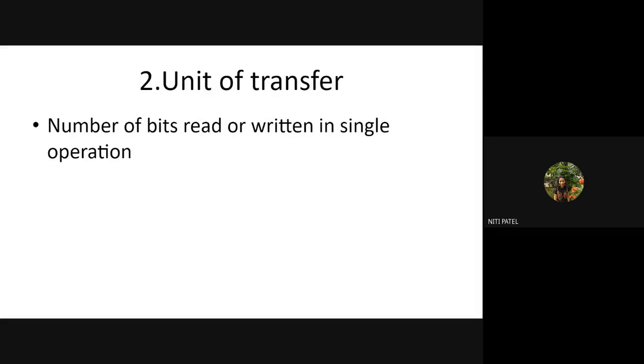Next, we have unit of transfer. This is the second characteristic. Now, what does unit of transfer mean? It is how many bits are being read or written in a single operation. So, if I have an instruction called move a comma b, for this instruction, how many bits are read and how many bits are written is considered to be the unit of transfer. So, if move a comma b takes 8 bits of data to read and 8 bits to write, or 16 bits to read and 16 bits to write, I consider that entire thing as the unit of transfer.